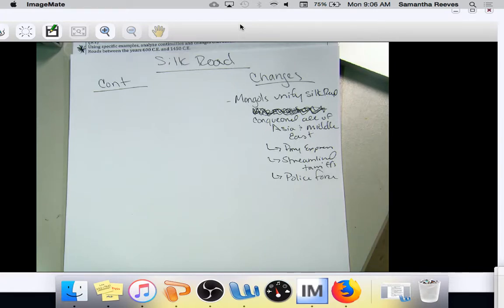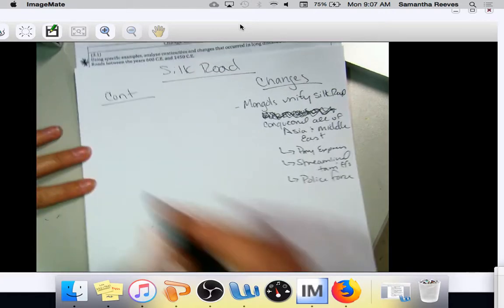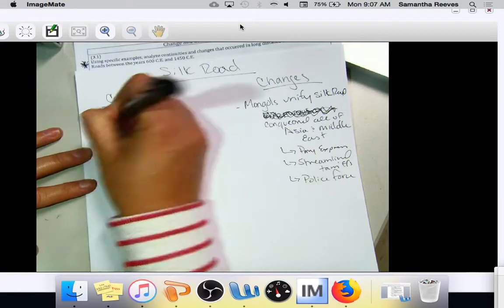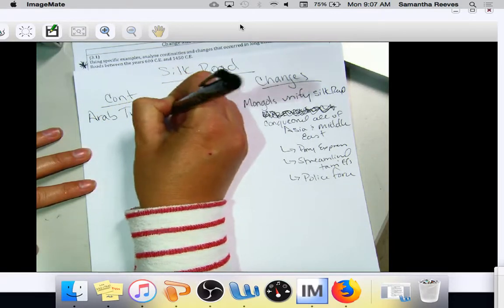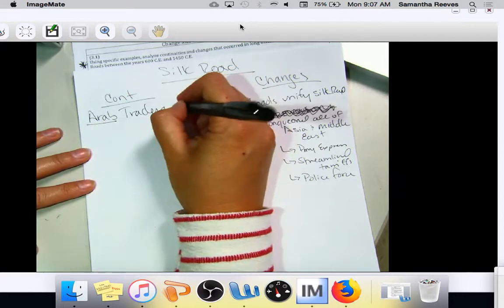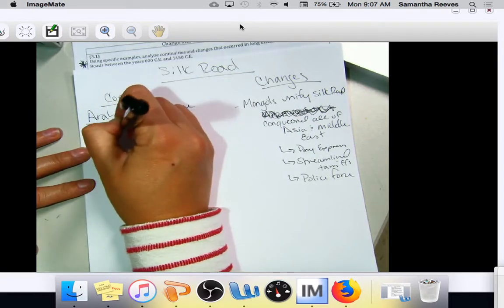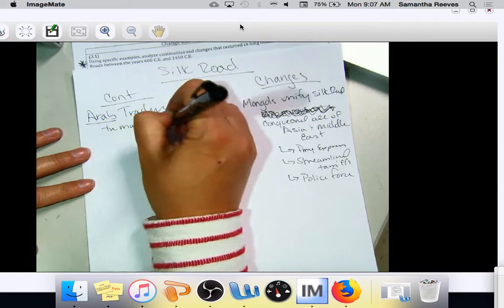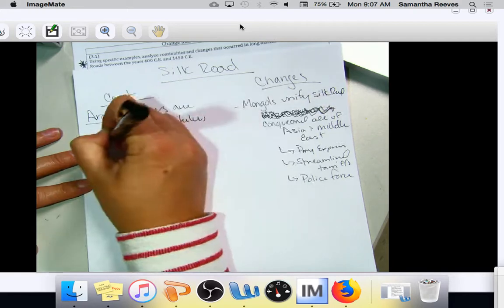Guys, who are the major traders on the Silk Road? Yeah. Arab traders are the core and the backbone of the Silk Road. So how about that for continuity? Now, we want to be careful we don't call them Muslims the whole time because they're only Muslims in 610, which would make them not a continuity. Can we agree? So we got to call them Arab traders. Major facilitators of Silk Road trade.